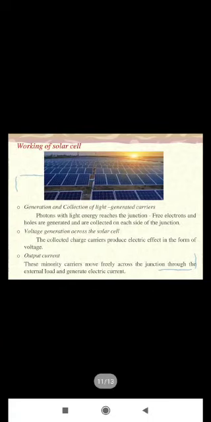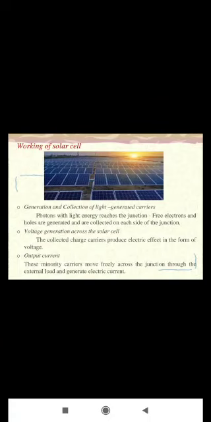Now coming to the working of a solar cell. When light falls on a solar cell, photons with light energy reach the junction region and a valence electron is liberated from the parent atom. This results in the generation of free electrons in the conduction band and holes in the valence band. These free electrons and holes are collected on each side of the junction due to the built-in electric field present in the PN junction. Thus, a voltage is generated in the solar cell.